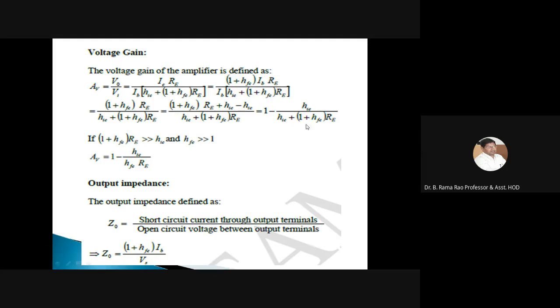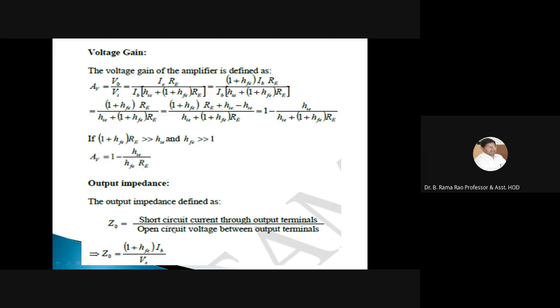If hfe is very much greater than 1, then this will become hie by hfe into RE. If it is very much greater than 1, adding or subtracting 1 from hfe will not change much. So I can write 1 plus hfe as hfe. Then this is RE. I have neglected this one. So finally, Av is equal to this one.